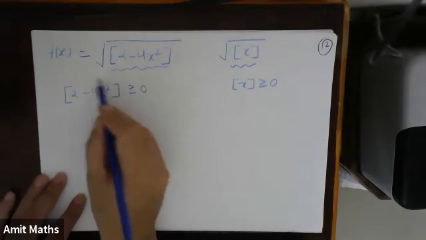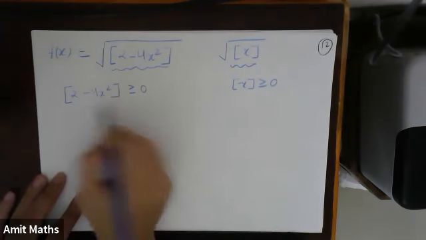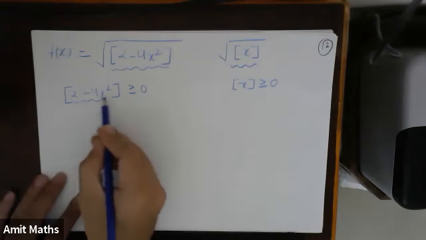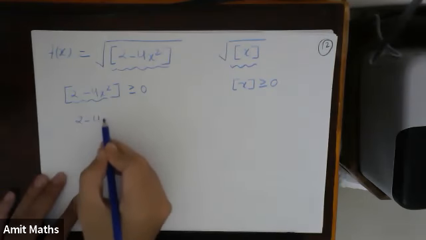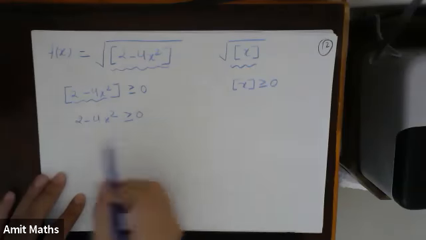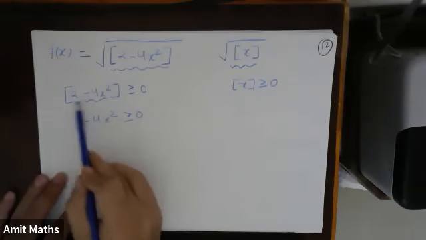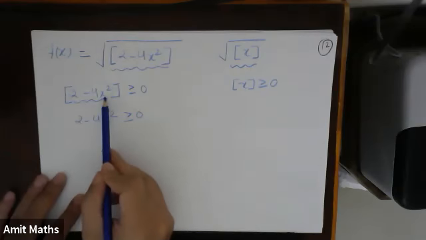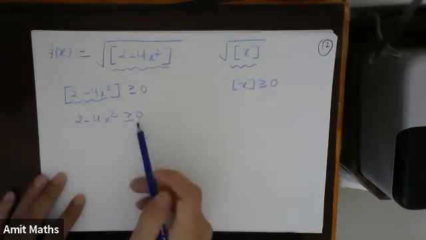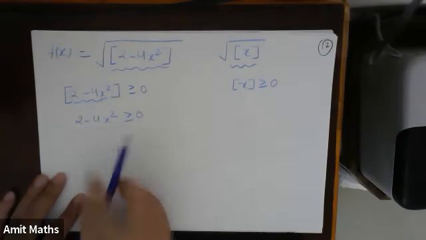Now when I open this greatest integer, whatever is inside, 2 minus 4x square, should itself be greater than or equal to 0. Because when whatever is inside is greater than or equal to 0, this greatest integer will make it greater than or equal to 0. Okay, so this is simple. We have already seen this.